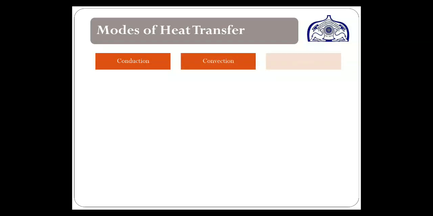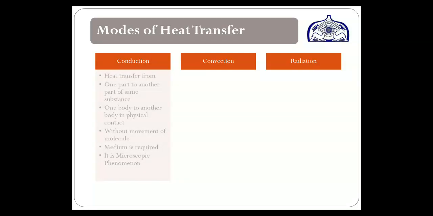Now there are three modes of heat transfer by which heat can be transferred. Now let us see one by one. So first is conduction, second is convection, third is radiation. Now let us see conduction. Conduction is the mode of heat transfer in which heat is transferred from one part to another part of the same substance, or from one body to another body in physical contact with each other, without appreciable movement of molecules. This is known as conduction.